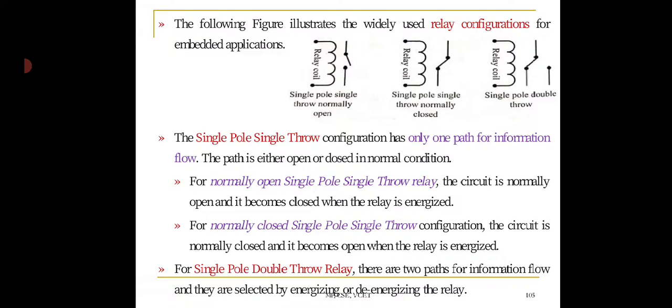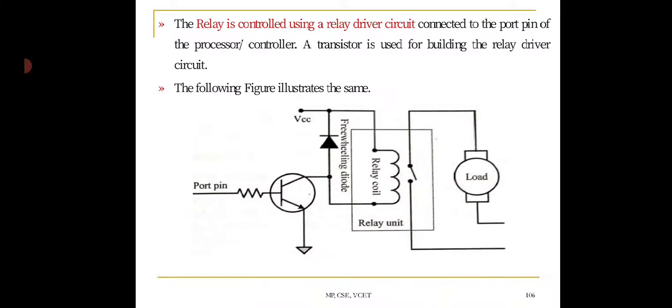In the normally open single pole single throw relay, the circuit is normally open. It becomes closed when the relay is energized. For the normally closed single pole single throw configuration, the circuit is normally closed. It becomes open when the relay is energized. In the single pole double throw relay, there are two paths for the information flow. They are selected by energizing the relay.